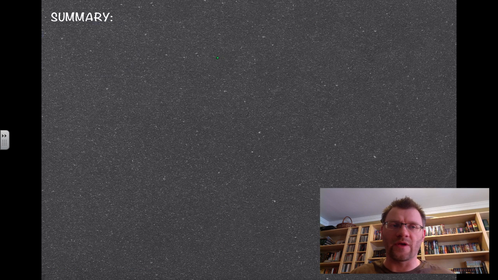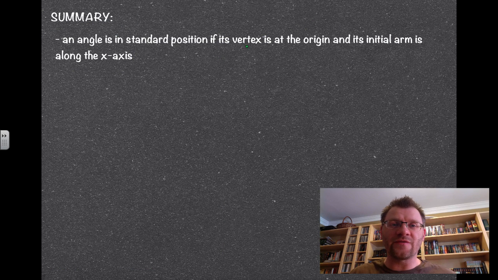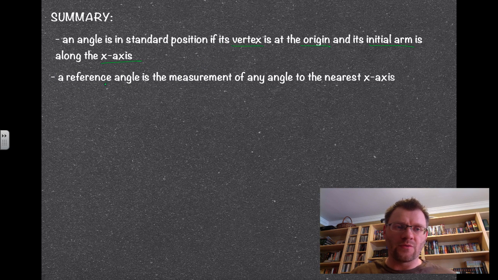So in summary, we know an angle is in standard position if its vertex is at the origin and its initial arm is along the x-axis. The terminal arm can be in any of the 4 quadrants. We know that a reference angle is the measurement of any angle to the nearest x-axis. Say we're talking about an angle measurement of 160 degrees. Well, 160 degrees would be in quadrant 2, but the reference angle would be 180 minus 160, which is just a 20-degree reference angle. So you're always measuring to the nearest x-axis.